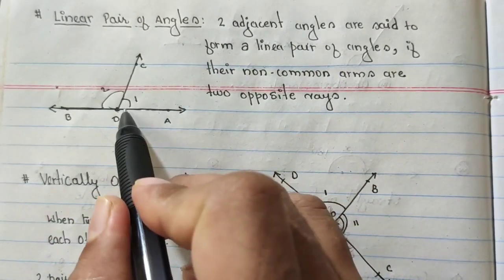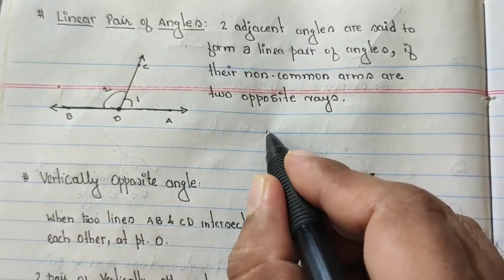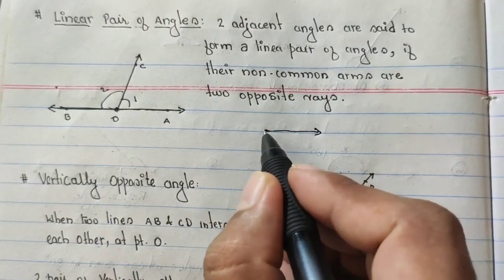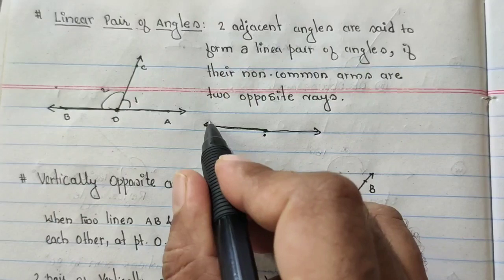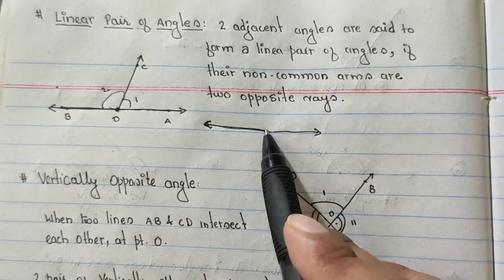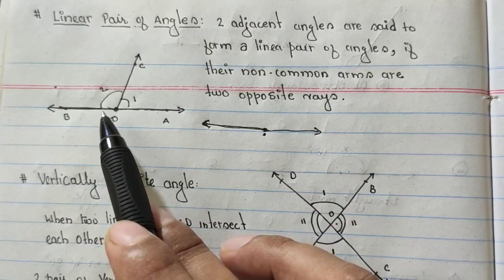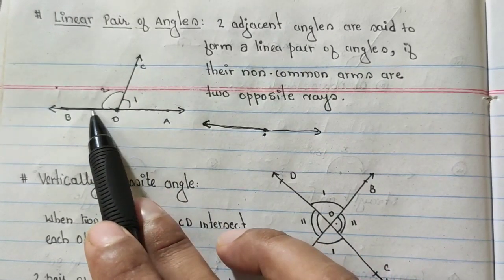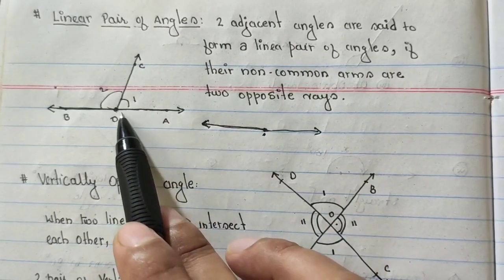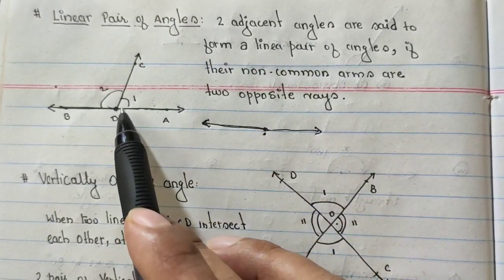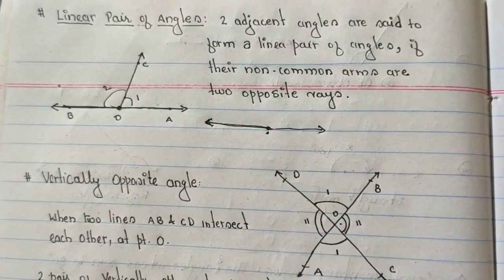This line I am getting by joining the two opposite rays. This is one ray and this is the second ray having a common point. This is the straight line. Okay, so this is a linear pair of angles only if their non-common arms are two opposite rays. One is going in this direction and another is going to your left side. So these are the two opposite rays.